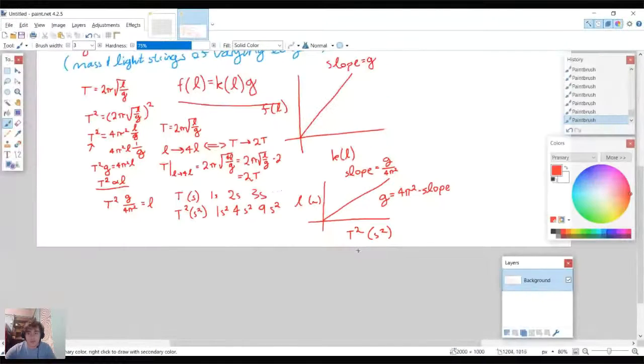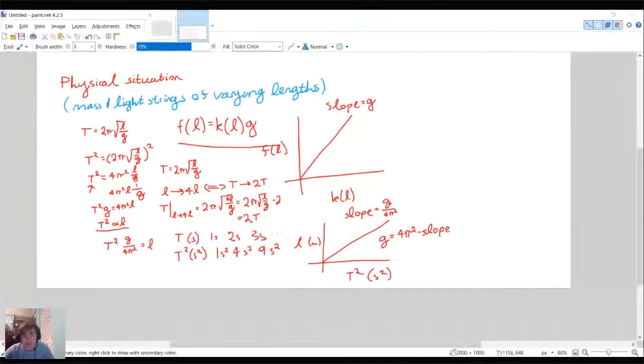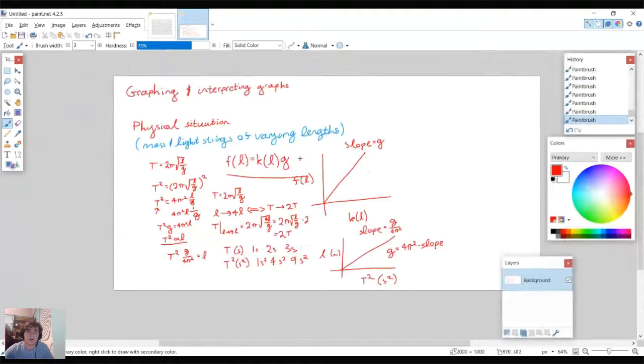Oftentimes this is literally just as easy as having a graph, or you're given a set of data. On the AP exam, you obviously can't run an experiment, so it'll give you a set of data. You plot the data on a graph, you draw a line of best fit, and then you're done.